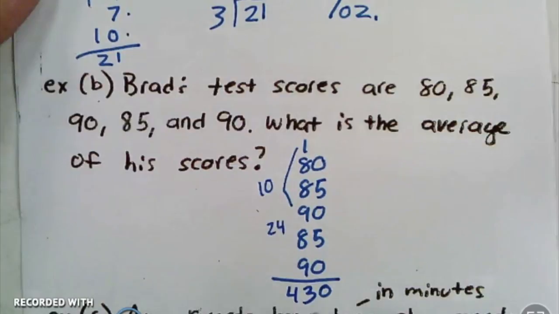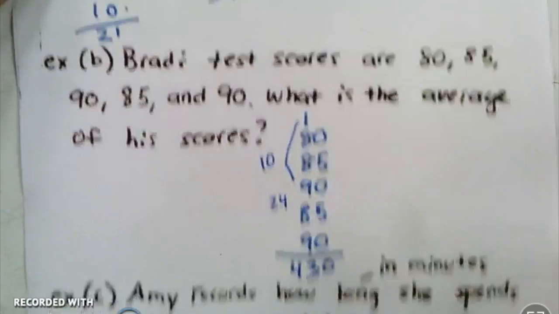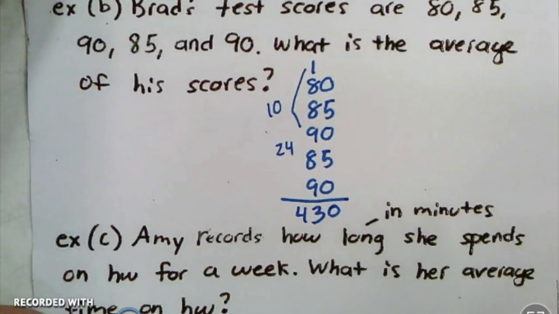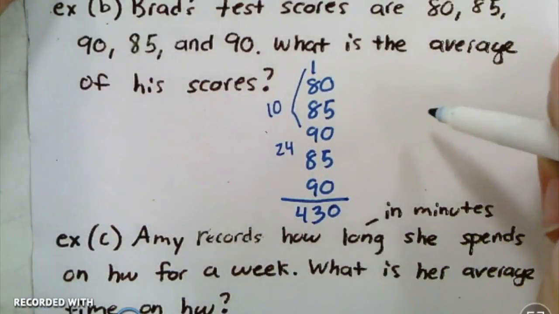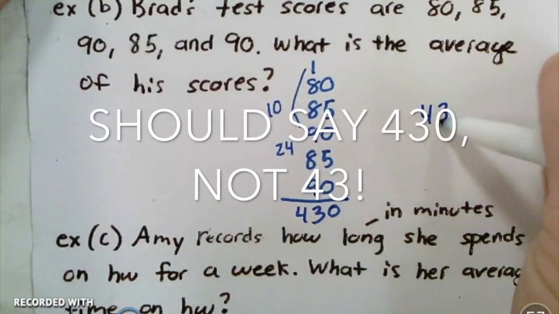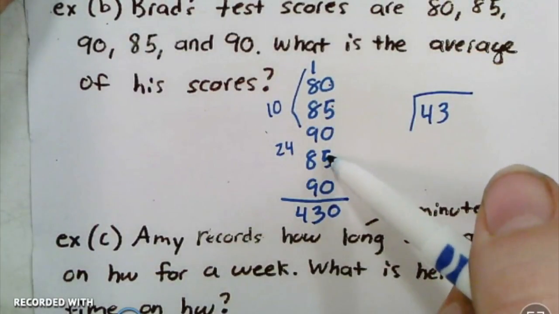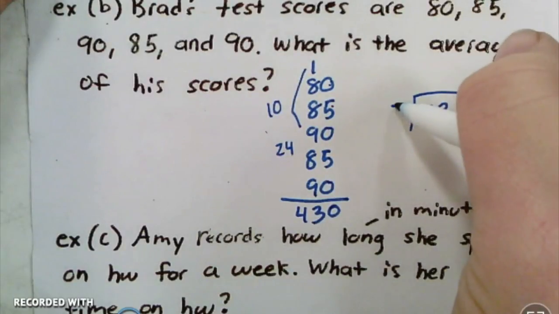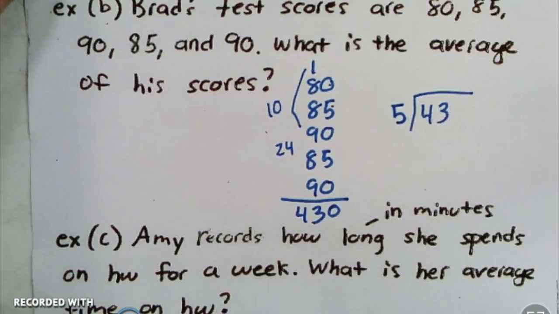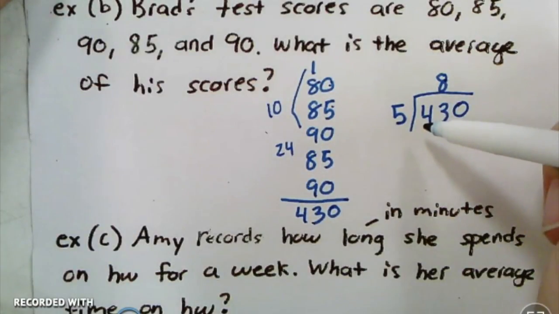So now that I've found my sum and I've got 430, I need to split that 430 into equal groups. And how do I do that? Well, I'm going to divide it by the amount of groups there are. So there's 1, 2, 3, 4, 5 groups. So 430 divided by 5.